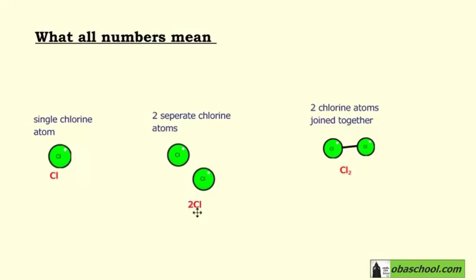The two separate chlorine atoms are represented by 2Cl. You should be able to differentiate between these numbers. There is no number in the first diagram. The big 2 in front of Cl shows that there are two separate chlorine atoms, while the subscript 2 at the lower right of Cl shows that the two chlorine atoms are covalently bonded.